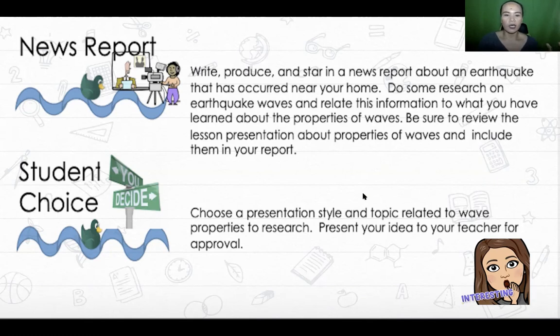Alternatively, which I think I did not show here, you can use a slide presentation to talk about research about waves. I will give you guys that info, like a PDF file, of which one you want to choose, and then we're going to do that.